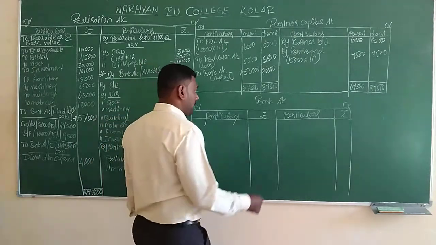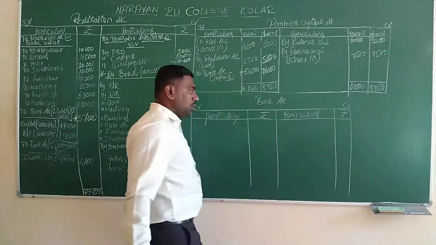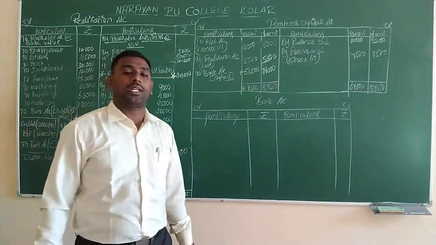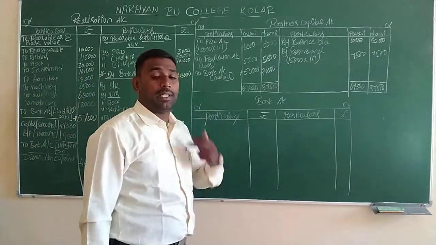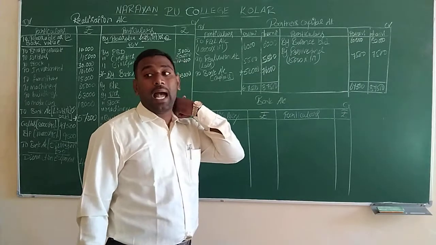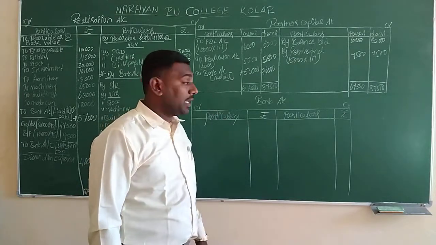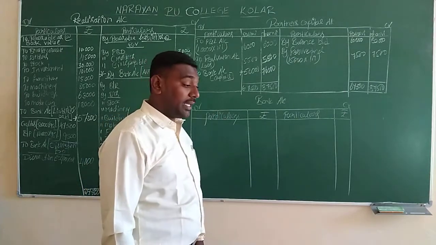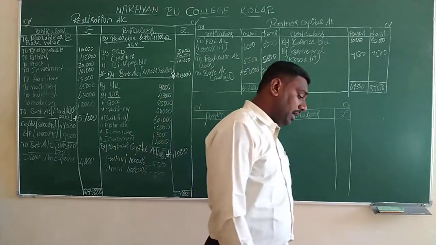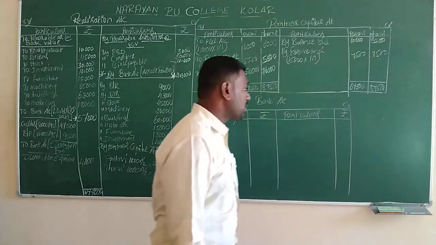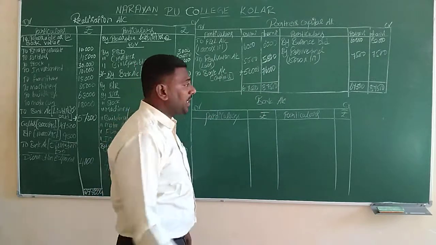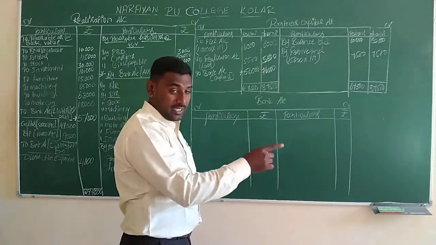In the bank account, here also in the first step we have to transfer the opening balance which is available in our previous balance sheet. What is the total of the bank account? It is given in the balance sheet itself. The bank balance is 15,000. Which side is it available in the balance sheet? Right hand side, that is the asset side.